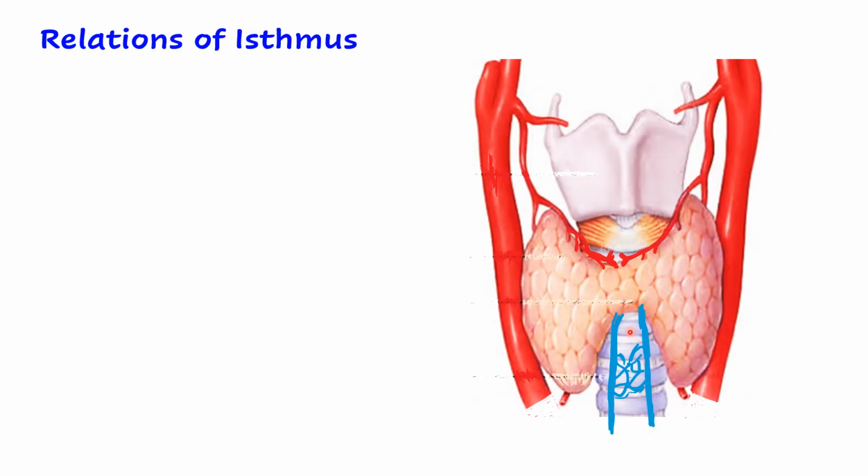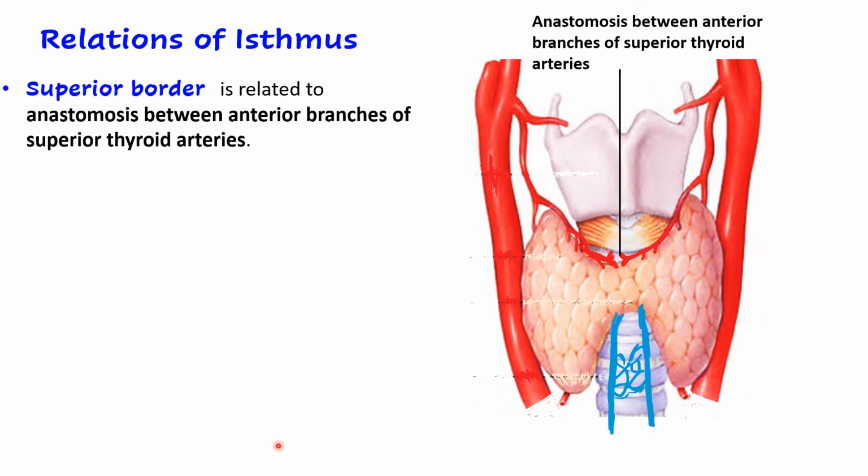Relations of the isthmus of the thyroid gland. So this is the isthmus, this is the superior border, this is the inferior border, this is the anterior surface. Let us see the relations of the superior border. So we can see here two arteries anastomosing, and these are the anterior branches of the left and right superior thyroid artery. So this is the superior thyroid artery, this is its anterior branch here, and similarly here. So they will anastomose along the superior border of the isthmus.